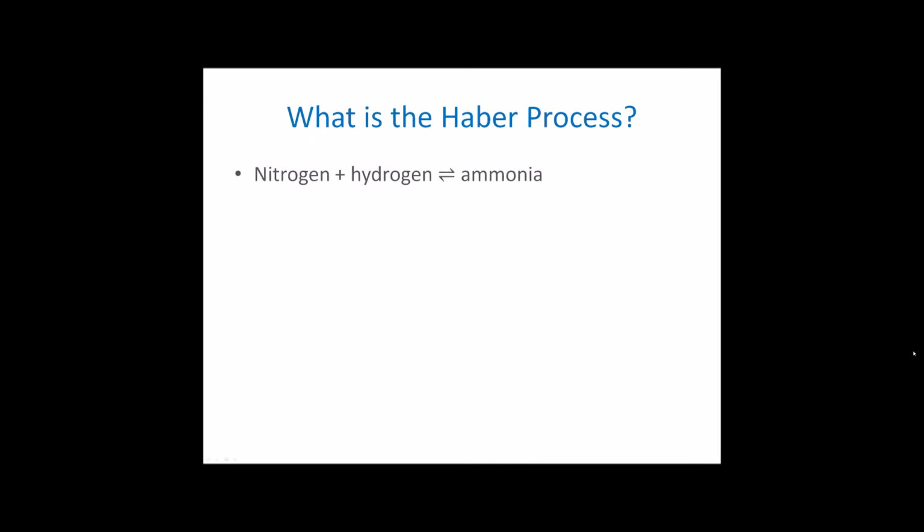Now, the reaction takes nitrogen and hydrogen. Nitrogen we get from the air, hydrogen we get from natural gas, so methane, and breaking that down through a fairly simple chemical process. And it makes ammonia, and it's a reversible reaction.